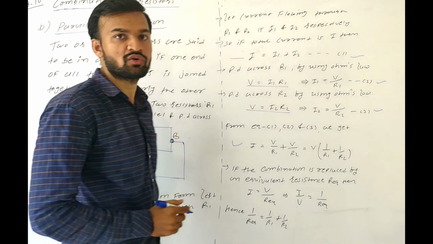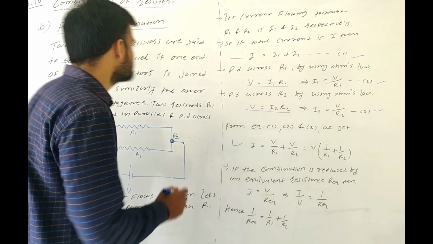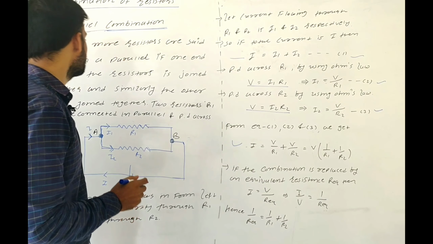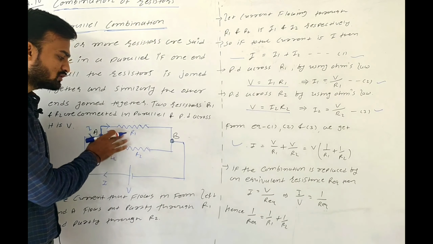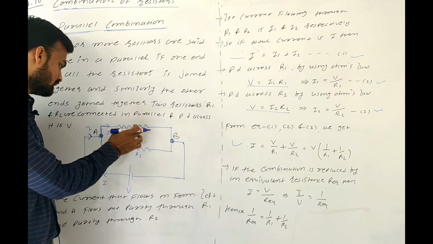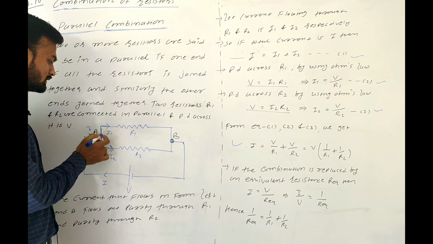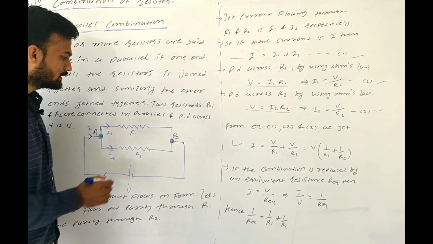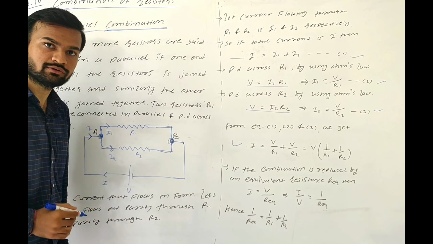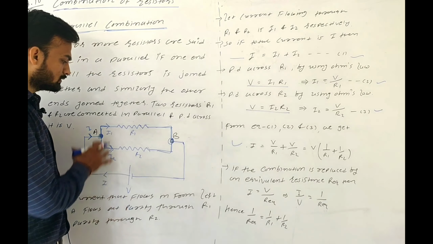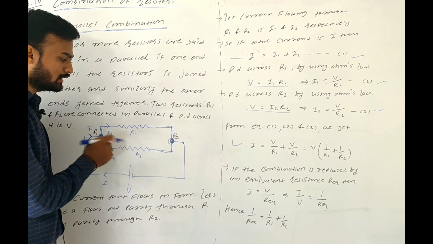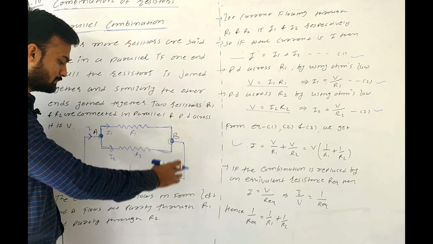Let's see another combination of resistors, which is the parallel combination. Two or more resistors are said to be connected in parallel if one end of all the resistors is joined together and the other end of all the resistors is also joined together. This is a parallel combination of two resistors R1 and R2, and the potential difference applied across it is V.